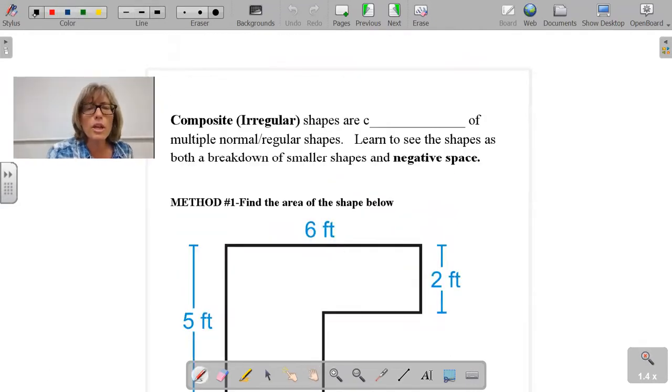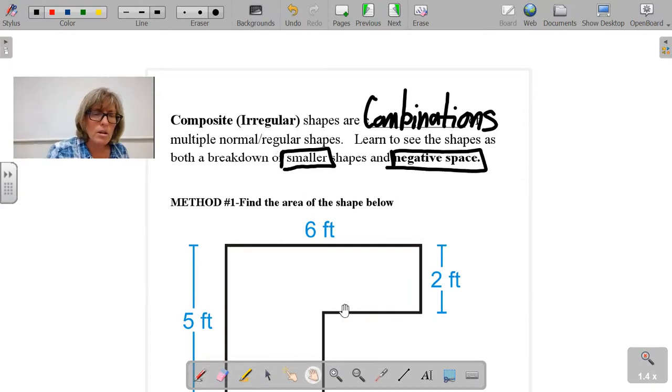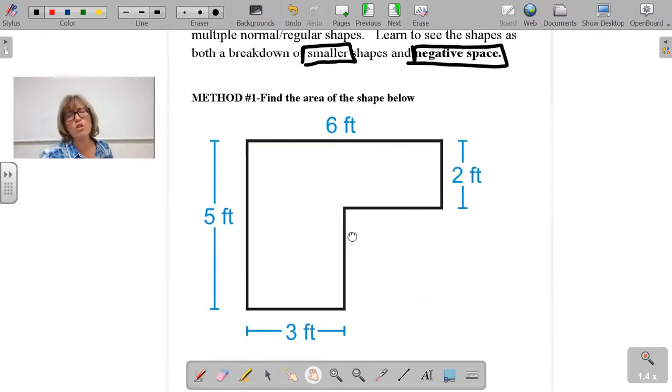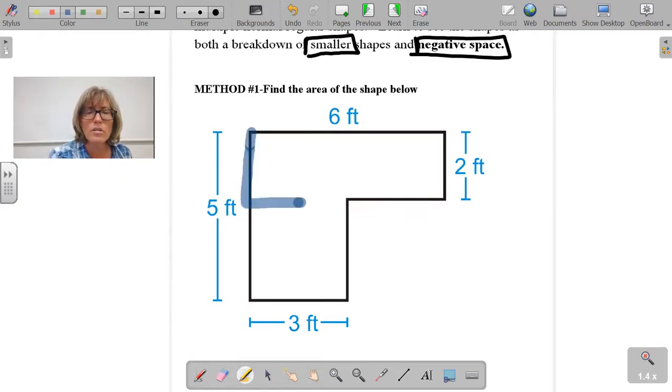So composite shapes, irregular shapes, are combinations of multiple normal or regular shapes. We need to learn to see these shapes in two different ways, both a breakdown of smaller shapes and then using something also called negative space. So we're going to find the area of the shape below, and we're going to visualize it as two separate rectangles.